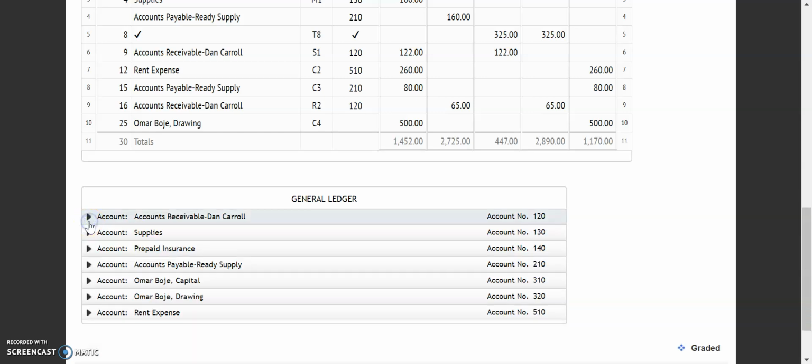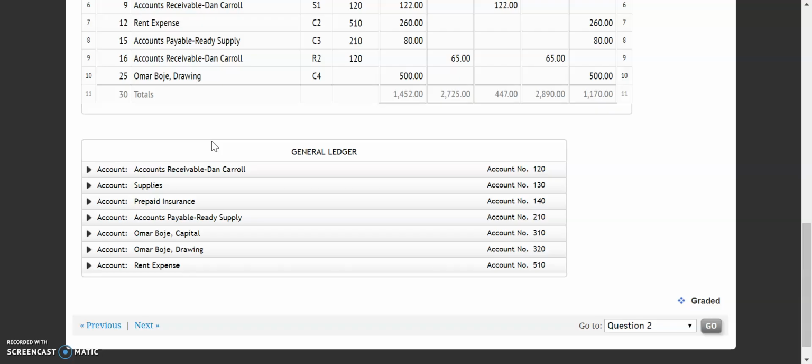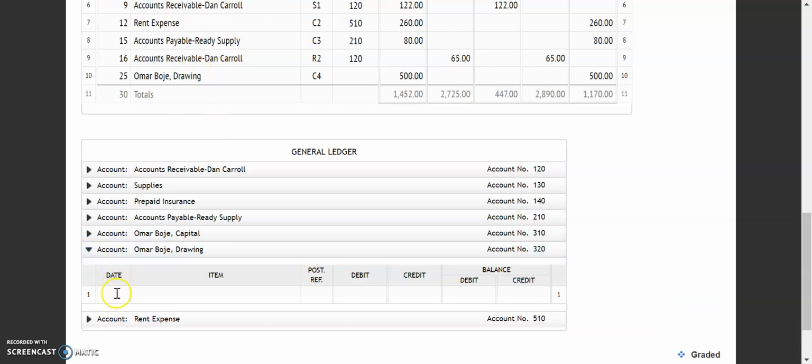Okay, and our last post that we're going to do individually is for Omar Boji in his drawing account. So we'll open that up. Again, here we are on the first line again, so we do need to put April 25th. Post reference is 1. We have a debit of 500, which means, because this is the first line, there is a debit balance in the account of 500, and we take our account number, which is 320, and bring that right up there and dump that in.